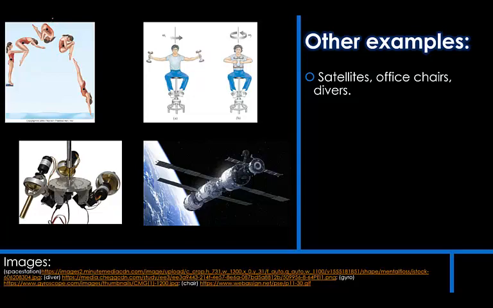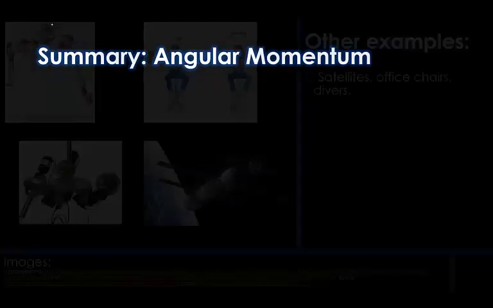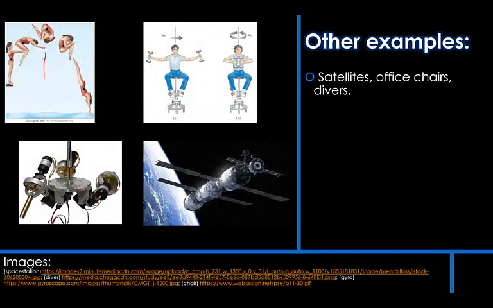So here we have, let's go back here. So at this position, I is small and omega is big. And then what she does is she comes out of the tuck when she's about to hit the water to slow down her spinning and give herself more control. So at this position, I is big and omega is small. And angular momentum is conserved throughout because there are no external torques on the system.